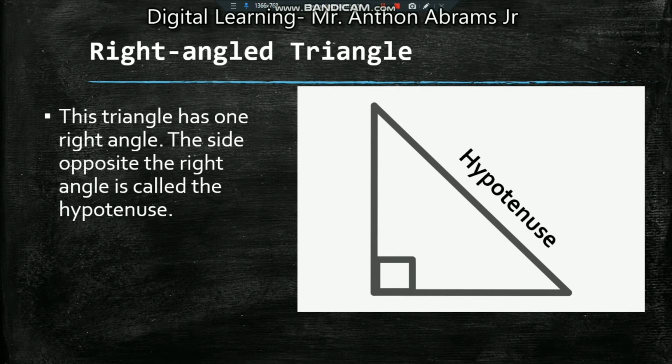Next, the right angle triangle. This triangle has one right angle. The side opposite the right angle is called a hypotenuse. We see that? The side opposite the right angle is called a hypotenuse. So for the right angle triangle, we have one angle being a right angle, which is equal to 90 degrees.